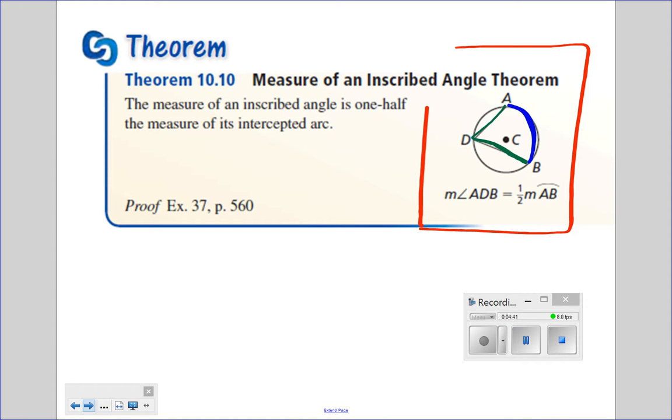Measure of an inscribed angle theorem. This should be written on the board. I'm doing it now. So this is circle C, and we have some point D. That's the vertex of our angle, going over to point A on the circle and point B on the circle.